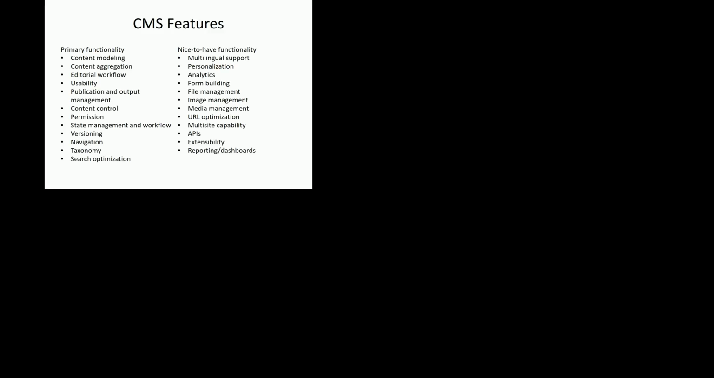The features: there are some primary features and nice-to-have features. The primary features, the table stakes for a content management system, are content modeling, content aggregation, editorial workflow, usability, publication and output management, content control, permissions, state management and workflow, versioning, navigation, taxonomy, and search optimization. The nice-to-have functions would be multilingual support, personalization, analytics, form building, file management, image management, media management, URL optimization capabilities, multi-site capabilities, APIs, extensibility, and reporting and dashboards.